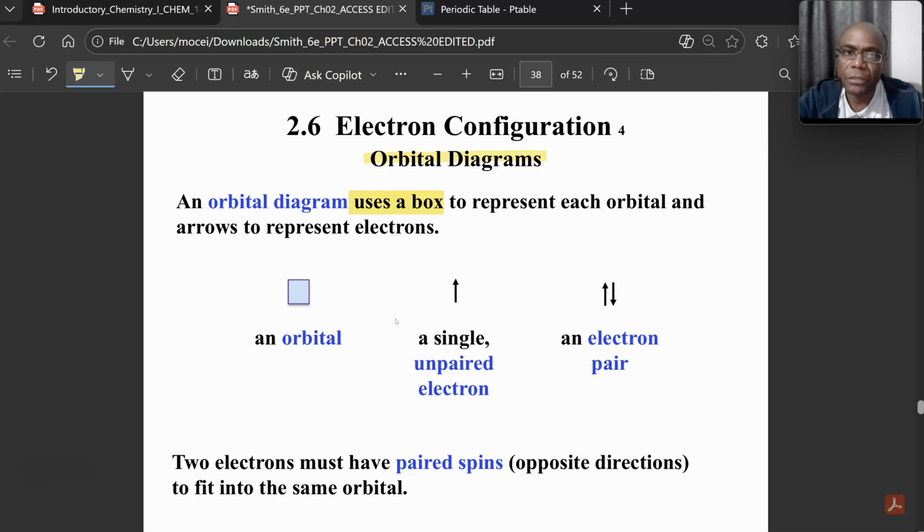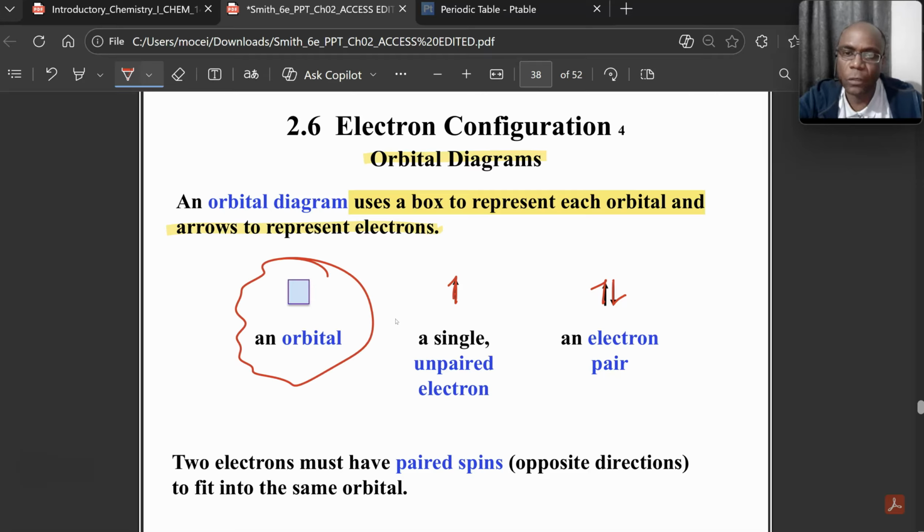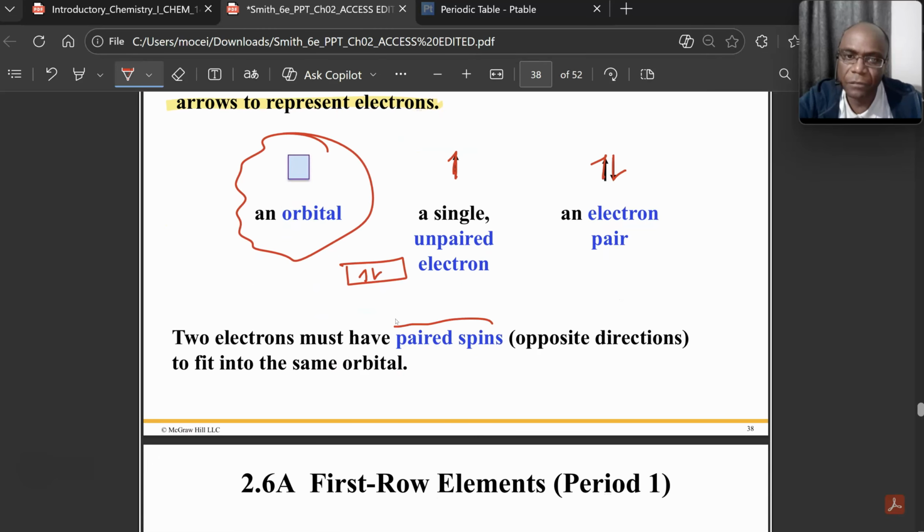An orbital diagram uses a box to represent each orbital and arrows to represent electrons, something you've seen me doing a lot. Now, I don't like us showing a full arrow like that. Usually it's half arrows. So this is an orbital. It could be an s, a p, a d, a px, a py, a pz, but those are usually populated. Those are representations of orbitals populated with electrons, like that. So the 2 electrons must have paired spins of opposite directions.